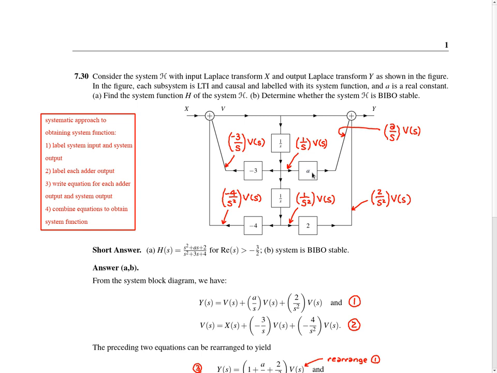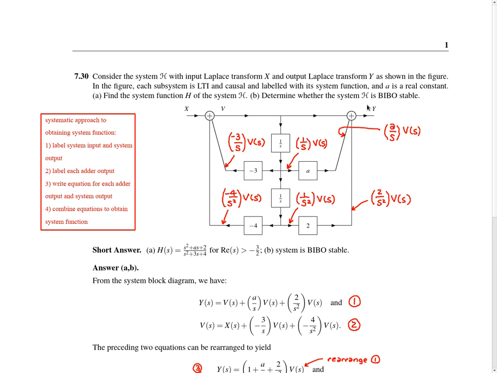Then we're asked to do two things. In part A of the example, we're asked to find the system function H of the system script H. In part B of the example, we're asked to determine if the system script H is BIBO stable. So let's proceed to do part A of the example.